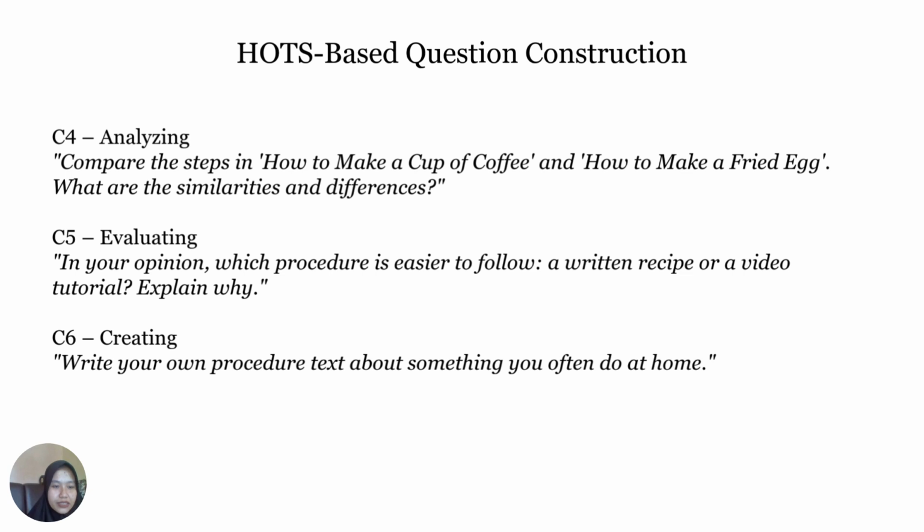So the first one is C4, which is analyzing. The question is: compare the steps in how to make a cup of coffee and how to make a fried egg. What are the similarities and differences? This question trains students to analyze two texts by comparing content and structure.